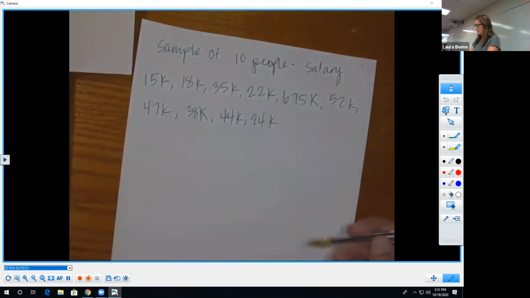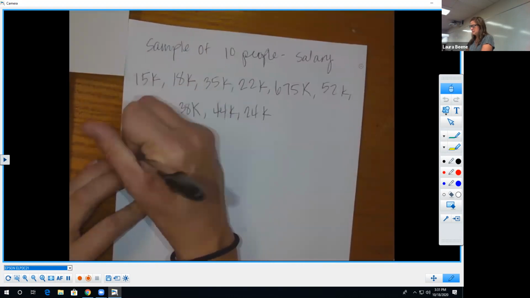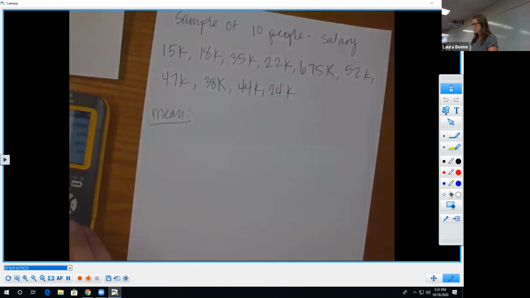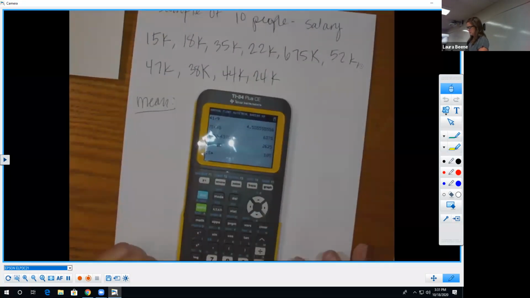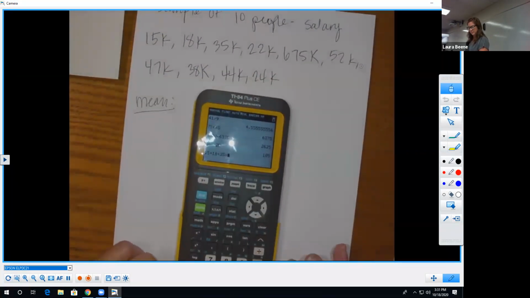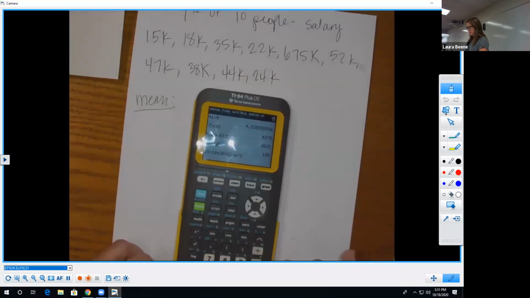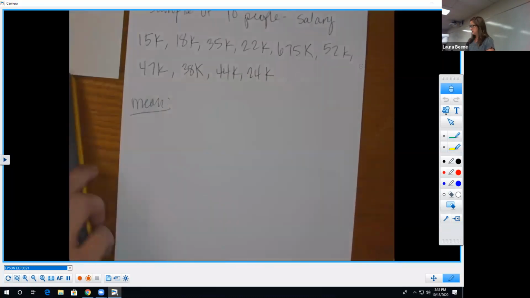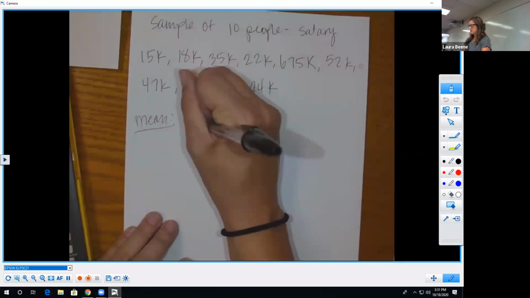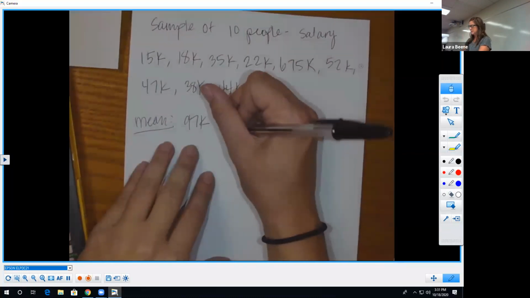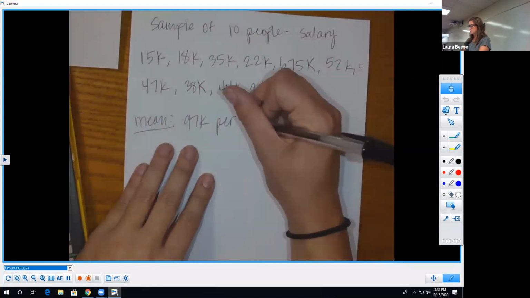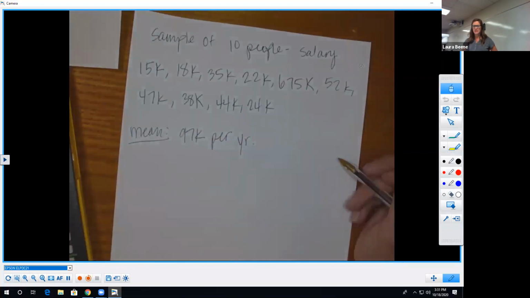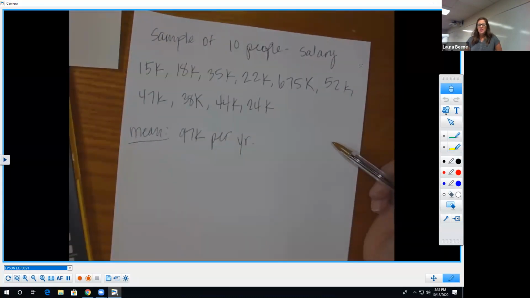Okay, if we wanted to find the mean, the average salary here of this random set of 10 people, we would add up all those numbers. So let me add them up: 22, 635, 52, 47, 38, 44, 24. I got 970. If I divide that by 10, it's $97,000 a year. So we're saying the average salary of this set of people is $97,000 per year.